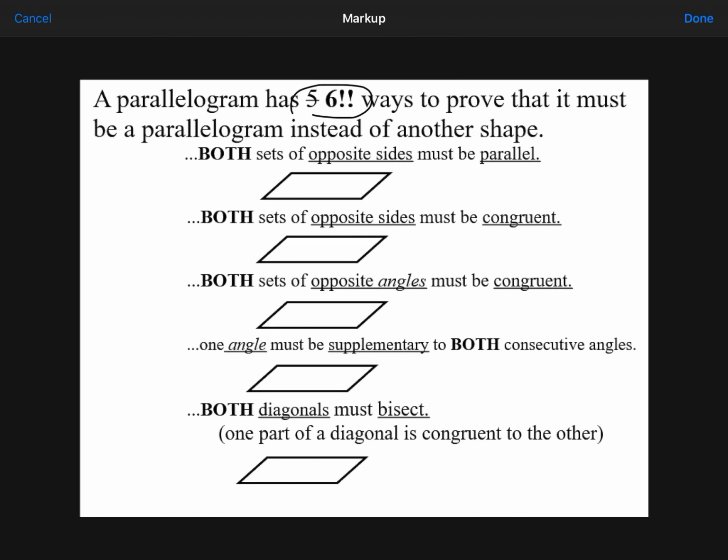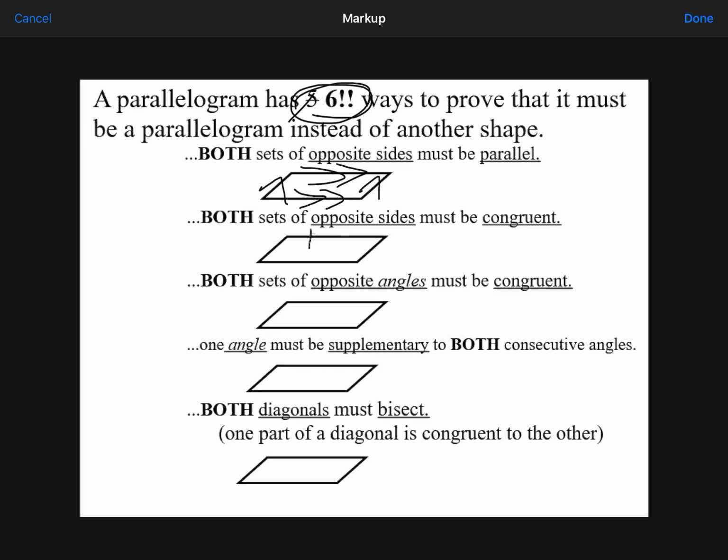So, what are these 6 ways? Well, we only have 5 of them here at the moment. We'll get to the 6th one soon on the next and last page. But similar to yesterday, if a picture was marked with sides parallel, as long as both, that's the emphasis of this page of notes, both sets of sides must be parallel, then you have a parallelogram.